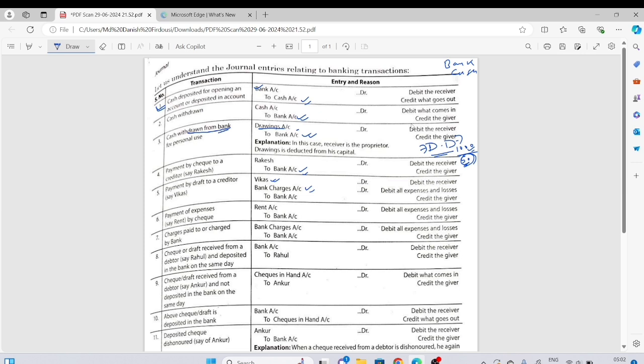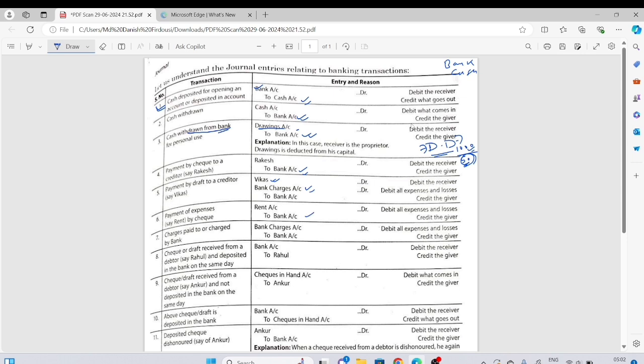Now, if payment of expense, just like rent, is by check, if you are living in a house, or if your business has rent and you are paying the rent through check, at that time what entry will you pass? You will pass the same entry, rent account debit to bank account.